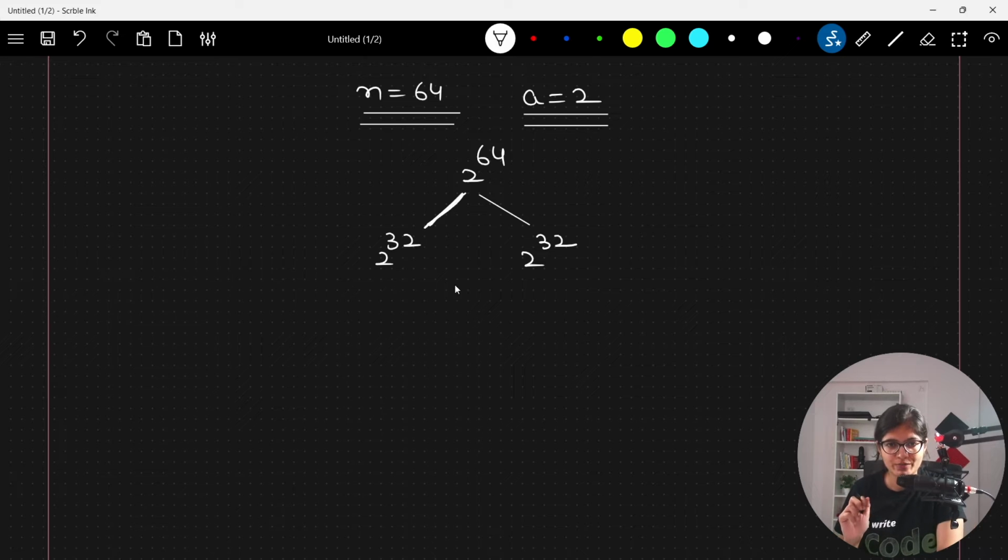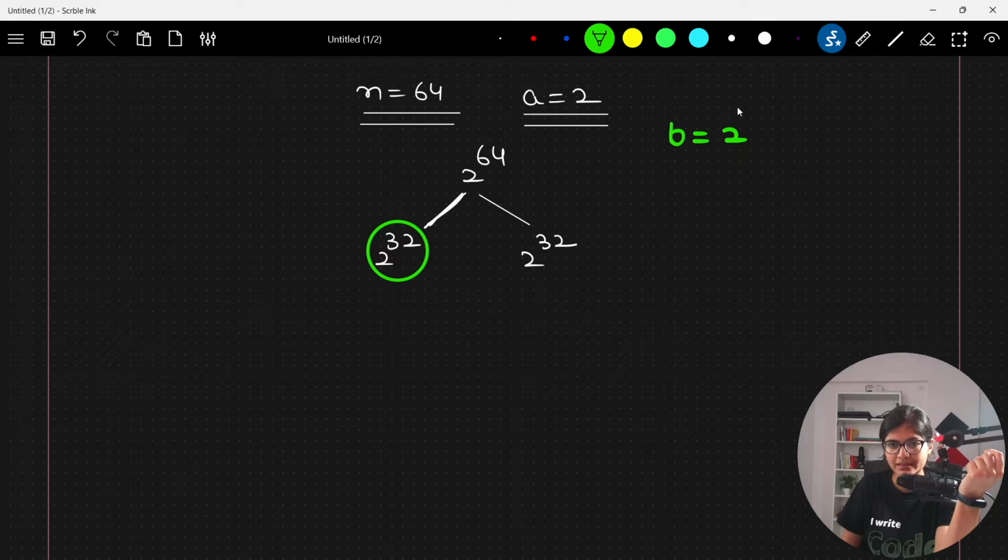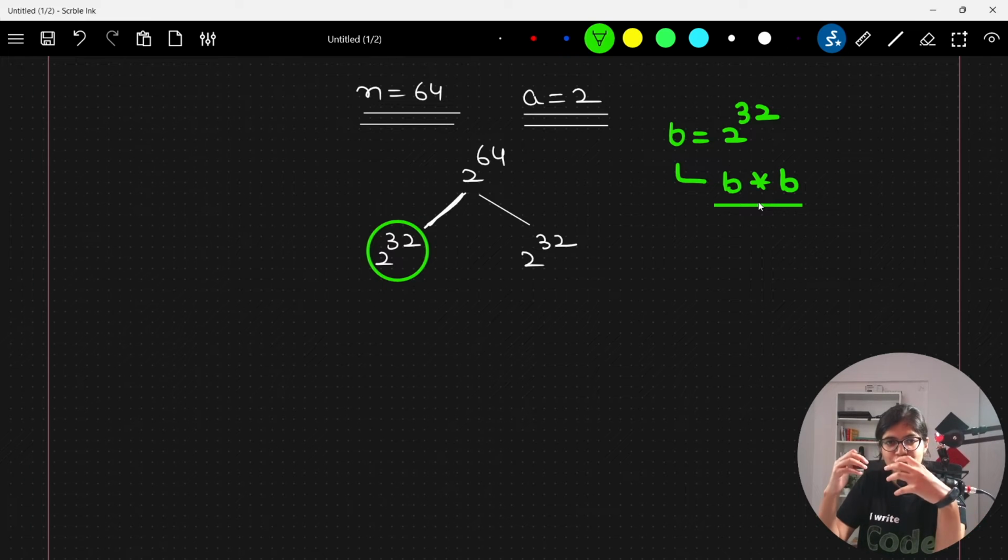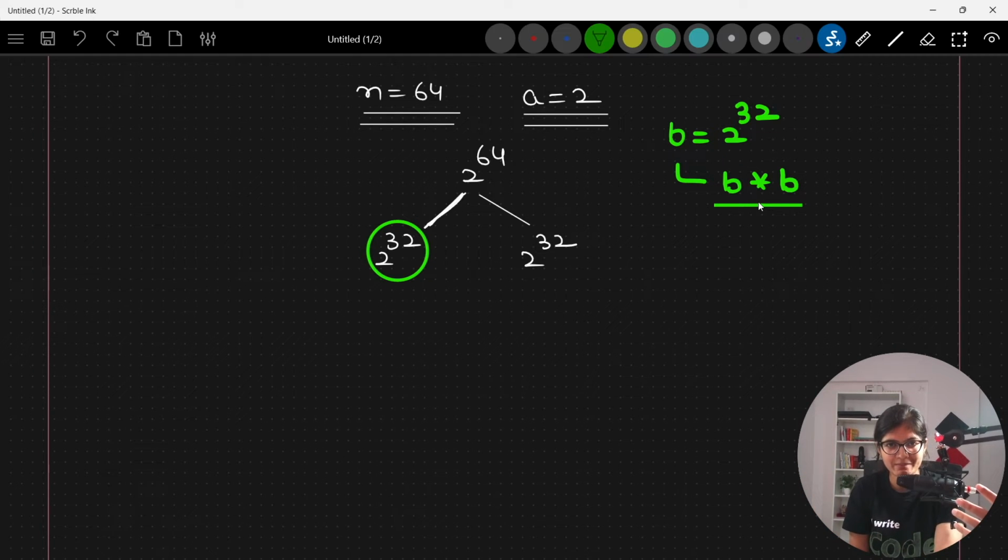Now one thing you need to observe here: if I am able to get the value of this number, I can directly multiply it with the right side value. Suppose I store it in b, where b is 2 to the power 32. In order to find the value of 2 to the power 64, you just need to do b into b. There is no need to do the evaluation again and again, separately for the left and the right. In this way, we can optimize our code in a more efficient manner, right?